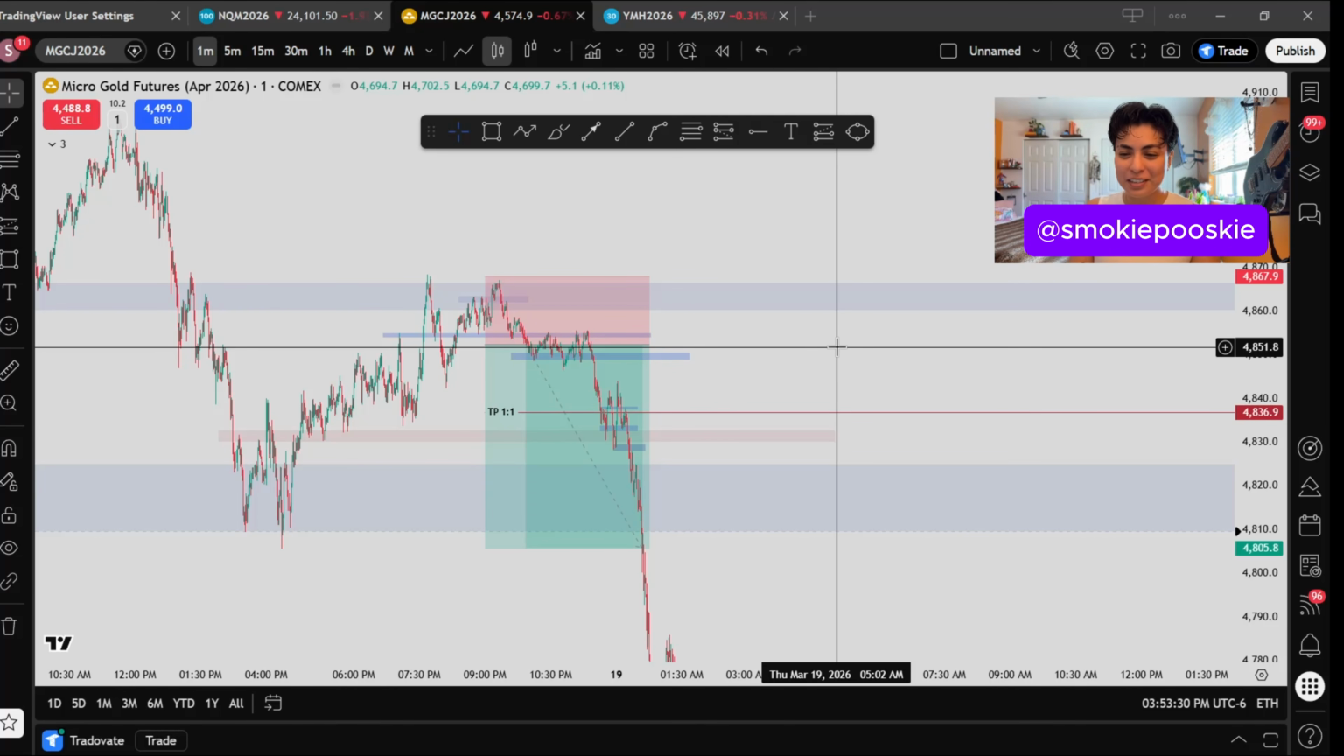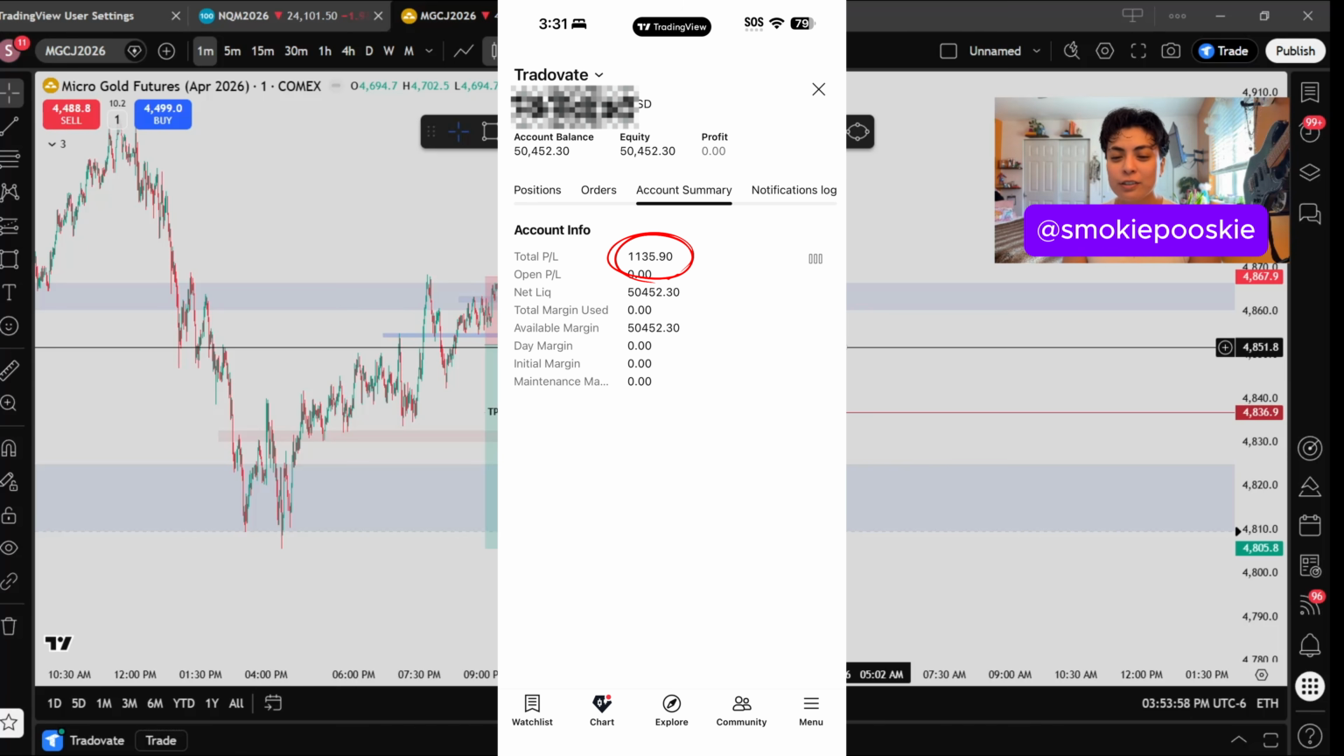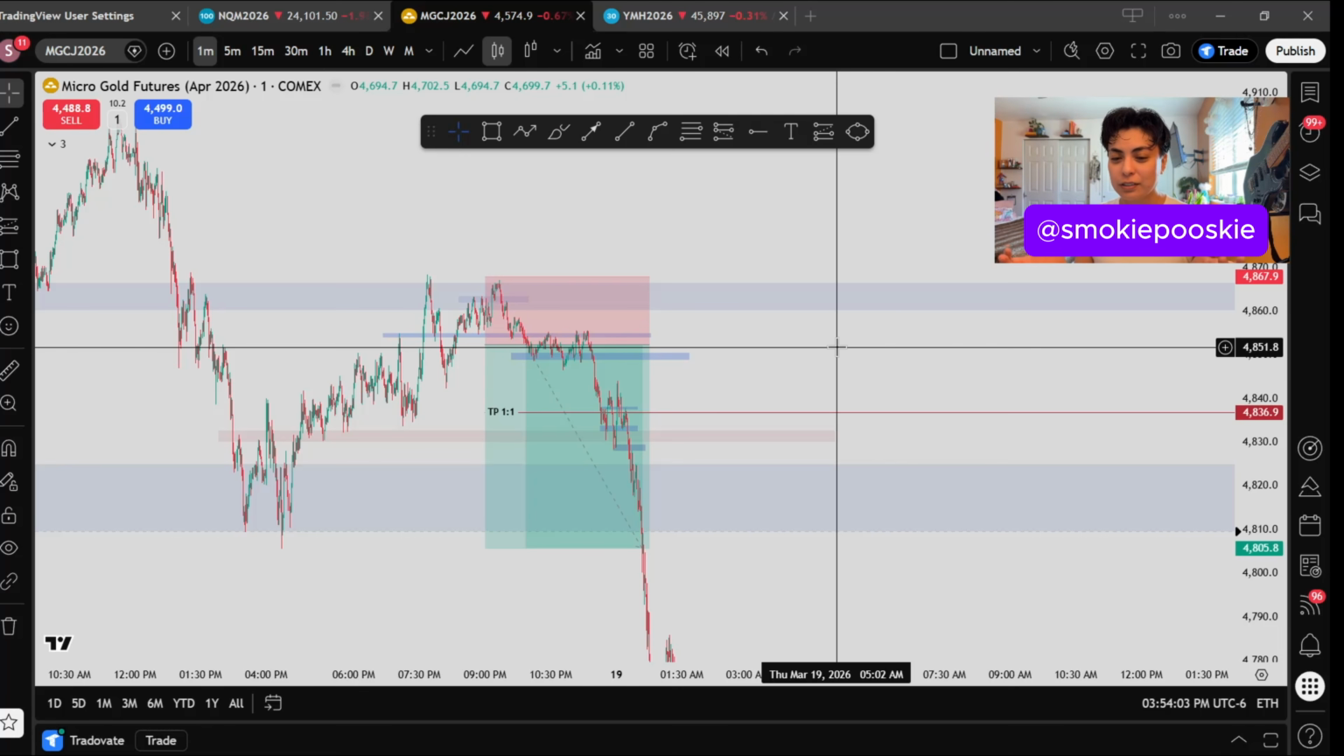Alright, so I want to break down this trade that I took on my eval. I want to be upfront about that. This is for my Lucid eval. I made just over like 1100 bucks. So I wanted to break it down, and for the Lucid eval you need to make $3,000.